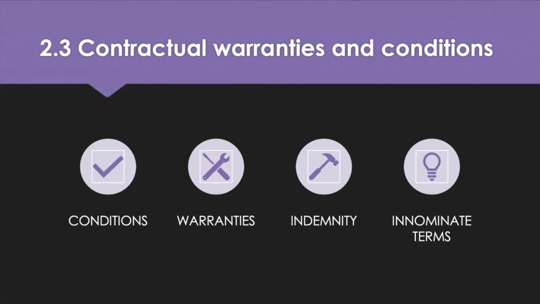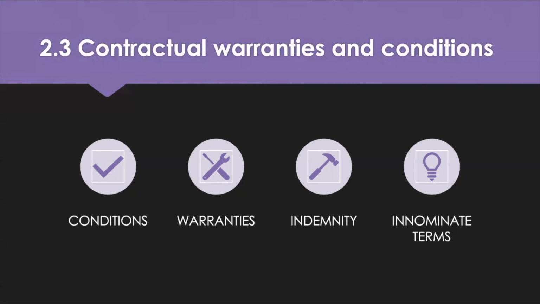And then warranties are secondary, as they do not represent the main purpose of the contract. So a warranty might stipulate that goods are of a particular age or condition. But if a warranty is breached, the buyer cannot reject the goods and terminate the contract, but they can seek damages.